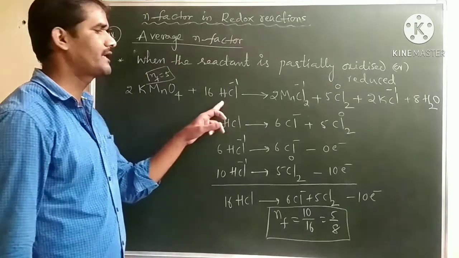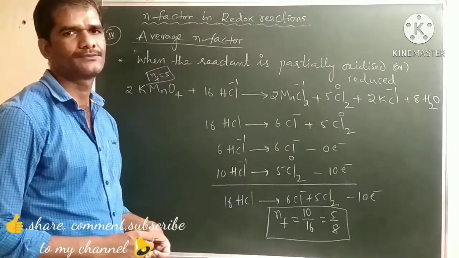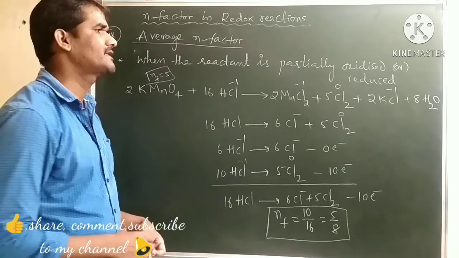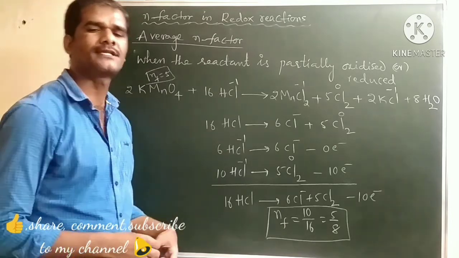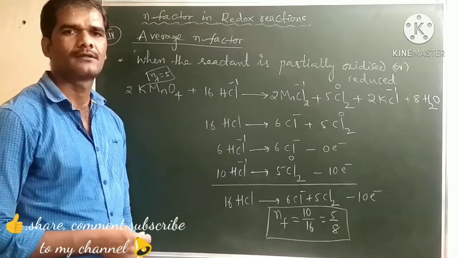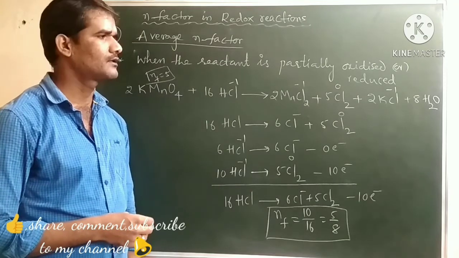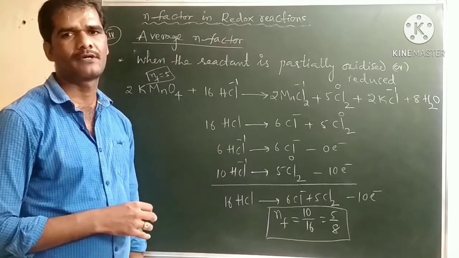So this is where HCl undergoes partial oxidation or reduction. These are all the types of cases to calculate the N factor for redox reactions. So almost all of it we have covered in this video.